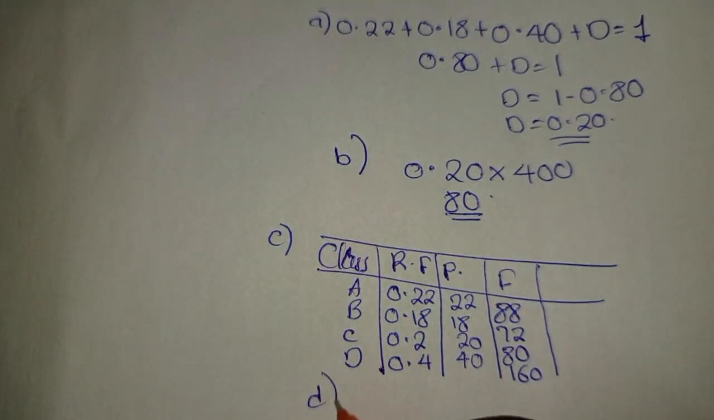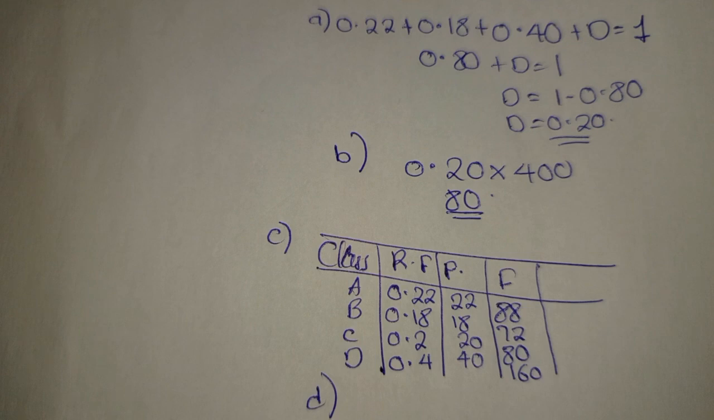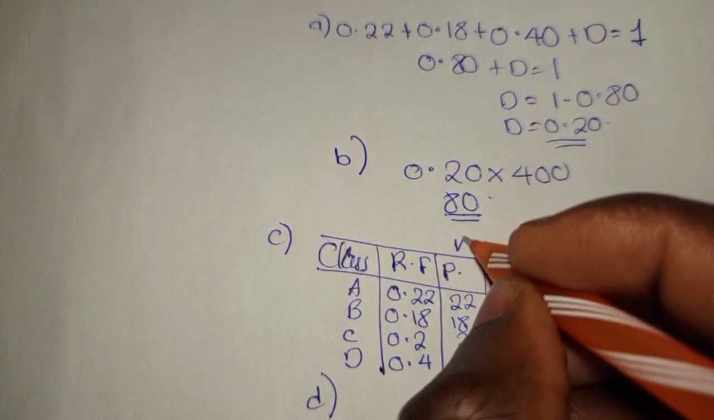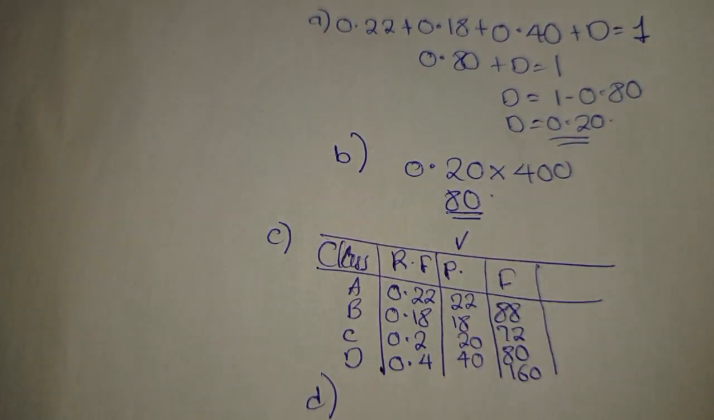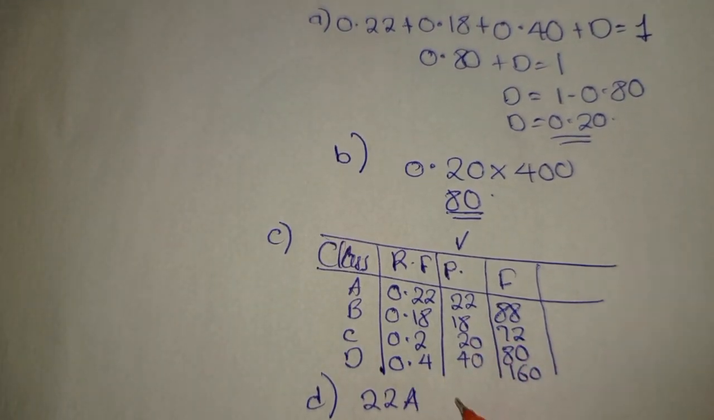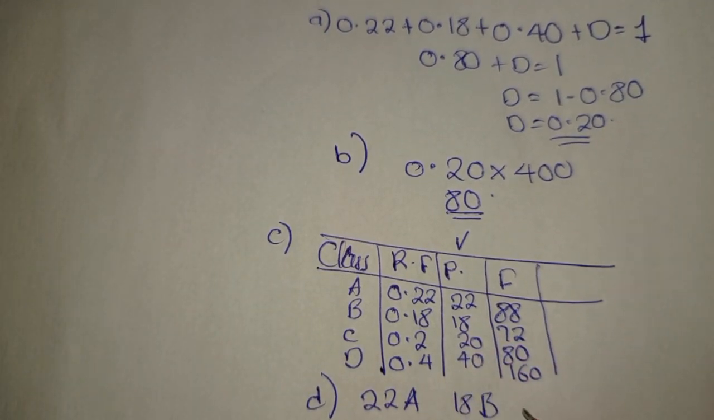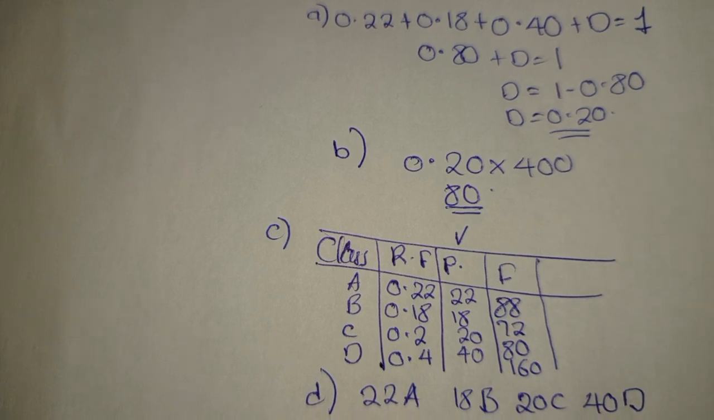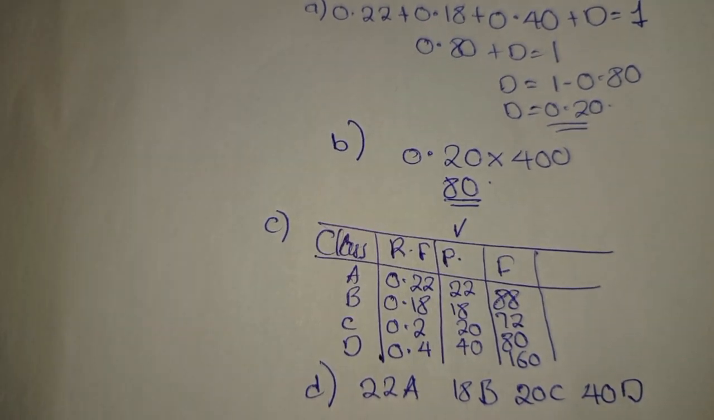Then part D reads: show the percentage frequency distribution, which we have already shown. So there is no need to calculate, you can just take these. This is for A, this is for B, this is for C, and this is for D. So this is how you calculate the percentage frequency distribution.